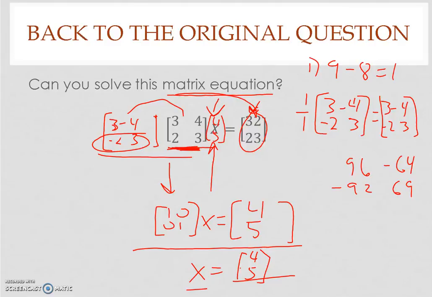And just to check this out, I know this is getting kind of messy here, but if I take 3 times the 4, that's 12. 4 times the 5 is 20, and 12 plus 20 does give me 32. Then if I multiply the second row times this column, 2 times 4 is 8, 3 times 5 is 15, and 8 plus 15 does give me 23.